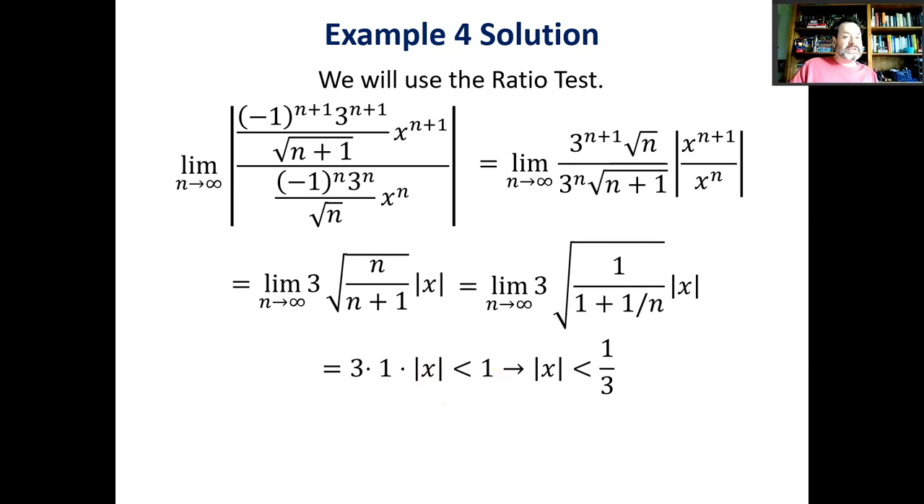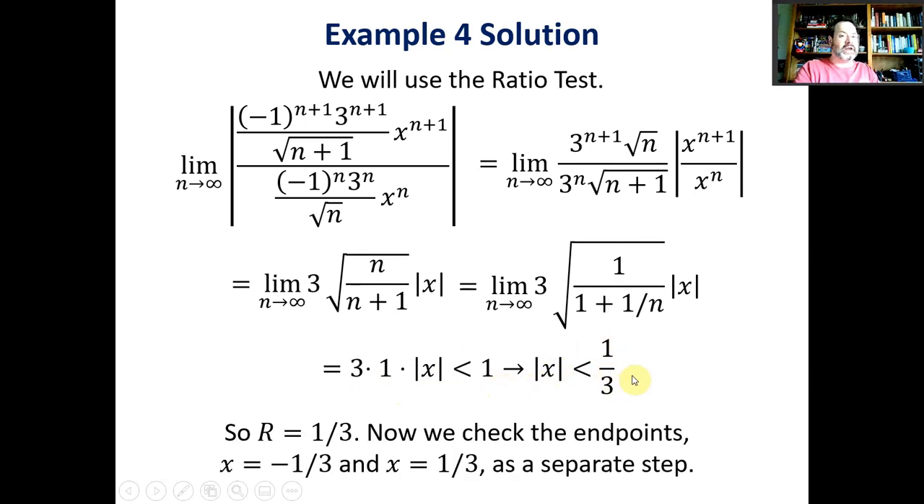So this is the first time we've seen something like this, where this whole thing has to be less than 1, which means absolute value of x has to be less than a third. You have to divide both sides of the inequality. You have to get x by itself. So you divide this by 3, divide this by 3, and you get that. So that tells us our radius of convergence is 1/3. But we still need to check the endpoints. We don't know what's going to happen with the endpoints. So let's plug them in.